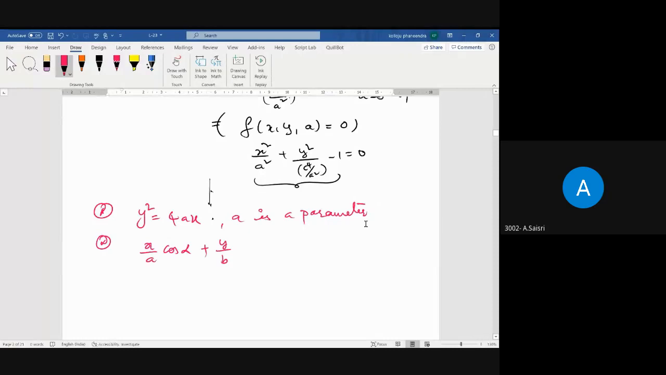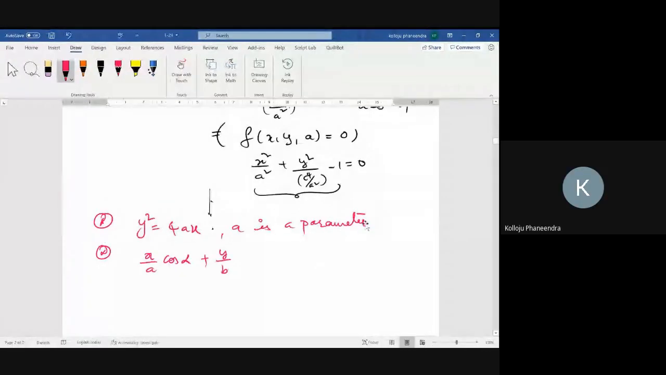Assignment questions. Okay. Y square equal to 4ax, a is the parameter, x cos alpha, next one y by b sin alpha equal to 1, alpha is the parameter. Alpha is a parameter.